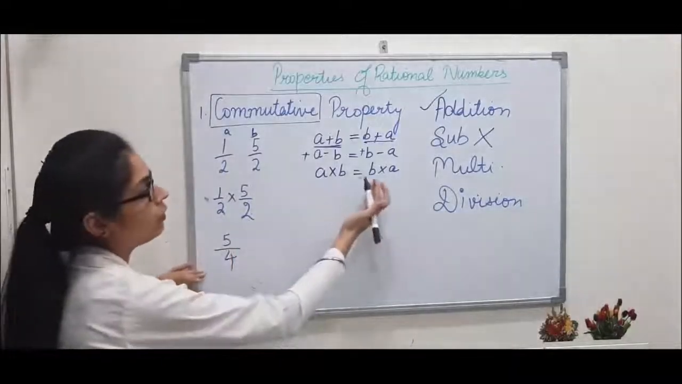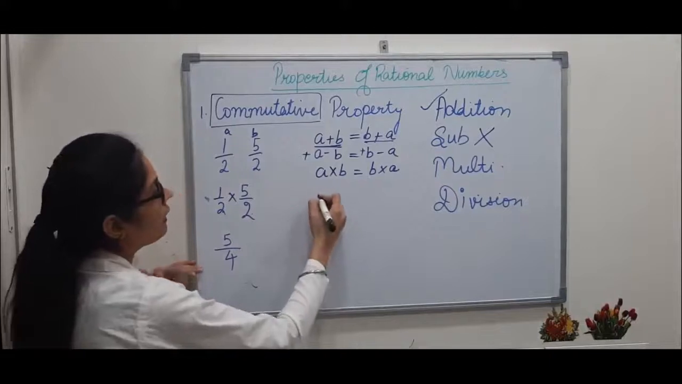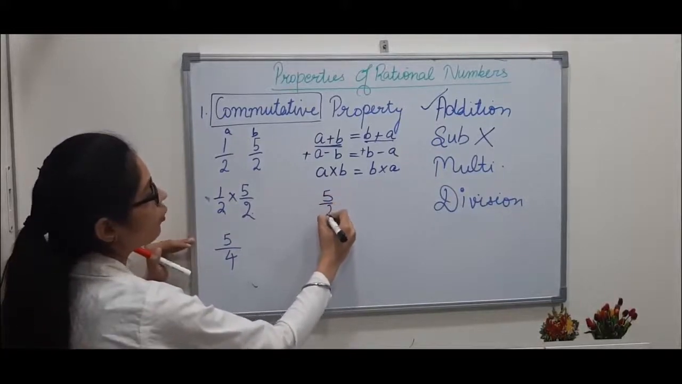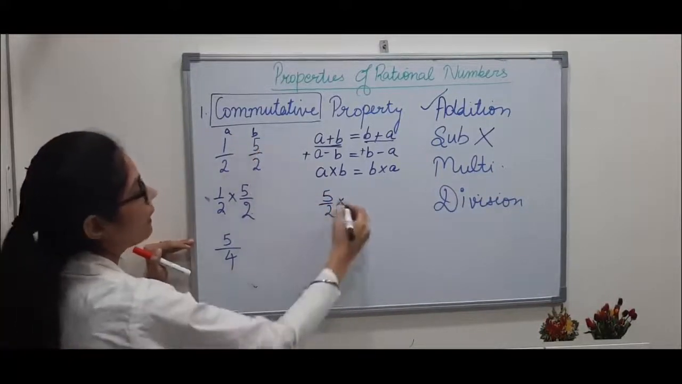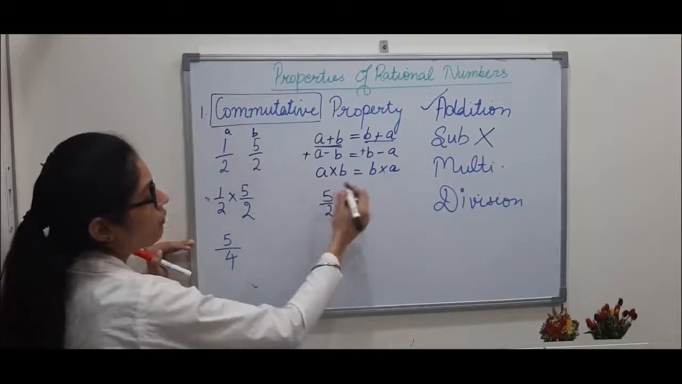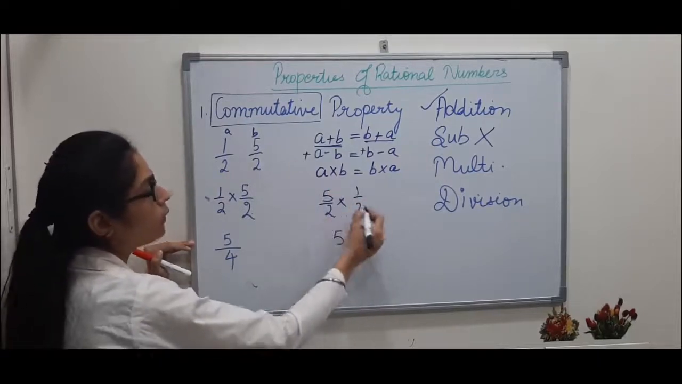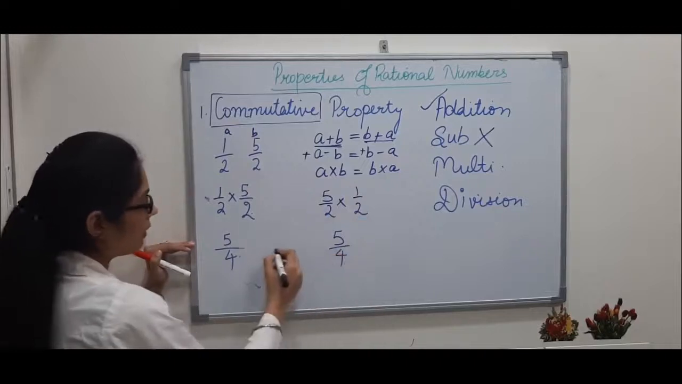Now let's see the right hand side. Right hand side is b, which is 5 by 2 multiplied by a. a is 1 by 2. 5 into 1 is 5. 2 into 2 is 4. So again it is 5 by 4.